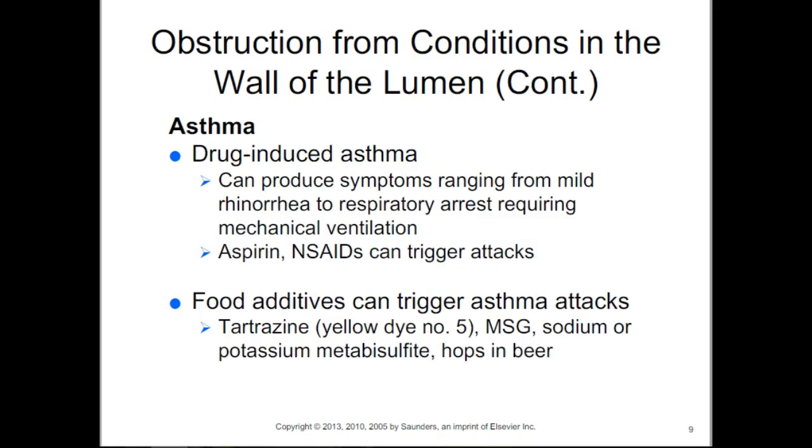All right, so there could be drug-induced asthma, often seen with aspirin or NSAIDs, where there is rhinorrhea, which is basically a runny nose, and then respiratory arrest, leading even up to the need for mechanical ventilation. And then some food additives as well. You will see yellow dye number 5, tartrazine, and MSG, potassium metabisulfite, or even the hops in beer.